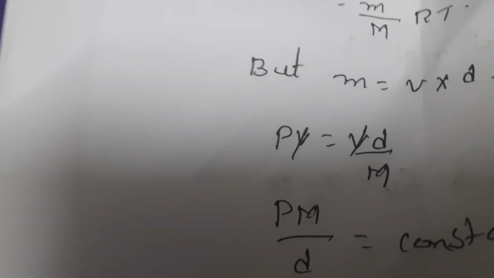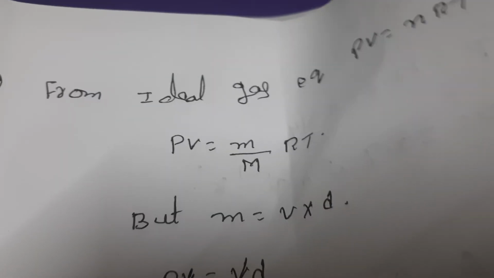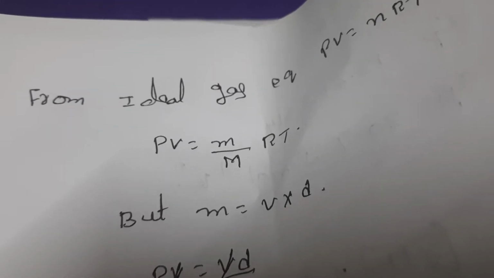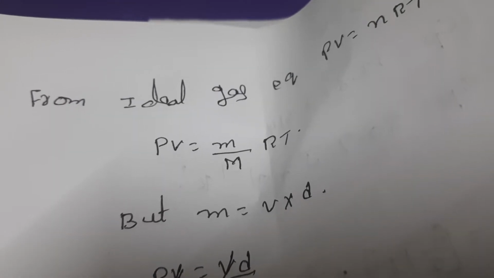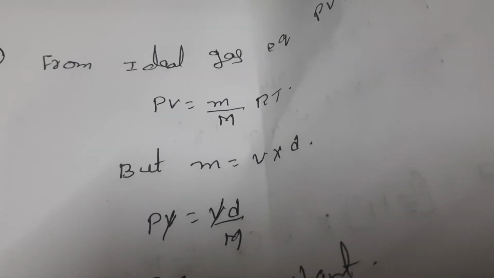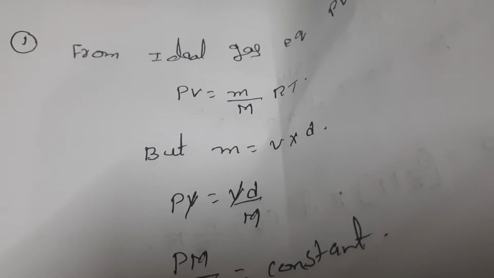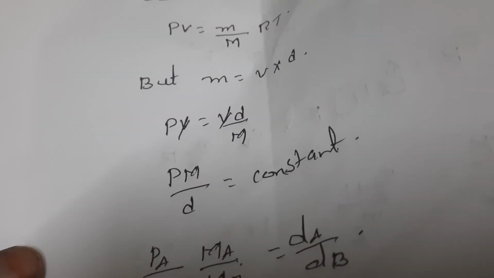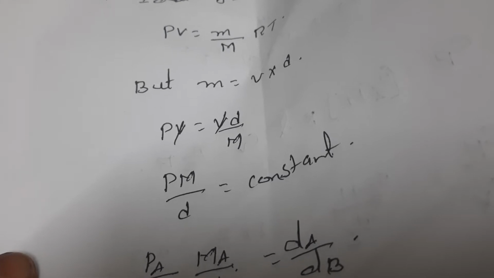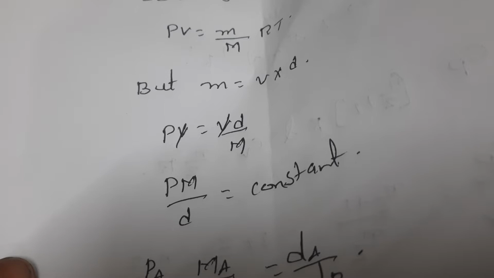Look at this paper set, you can get more clarity. So we can use the ideal gas equation here. Ideal gas equation: PV equals mass of the gas by molecular weight into RT. Here instead of mass we are writing volume into density. So PV equals Vd by M. After that, finally, look here, PM by D equals a constant.